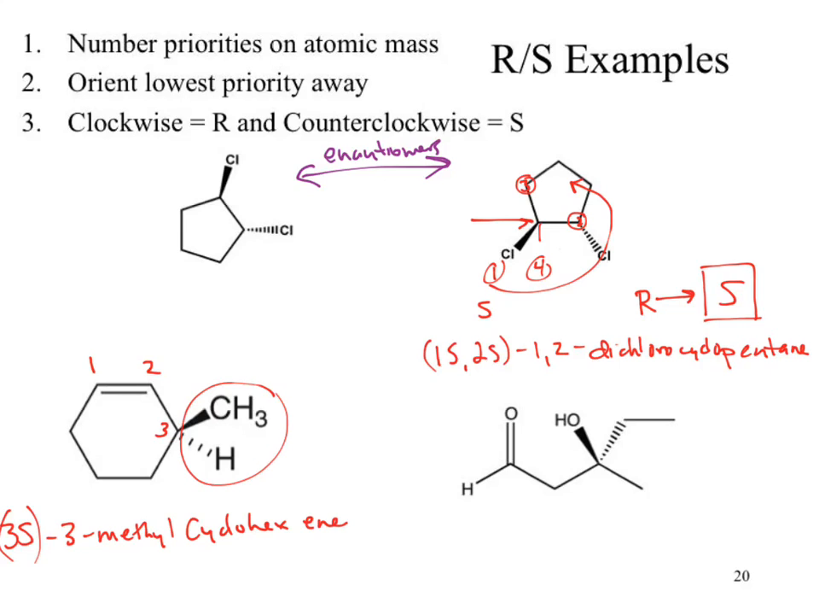If we go through and look at the name, what's our name going to become? 1R, 2R. Why'd you say R's? Because they'd be mirror images. They're mirror images of each other. So if we know what one is named, we know what the other one is because of that enantiomeric relationship. So we end up with 1R, 2R, 1,2 dichlorocyclopentane.